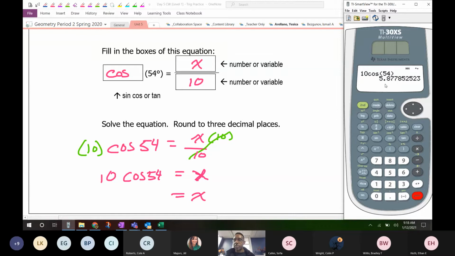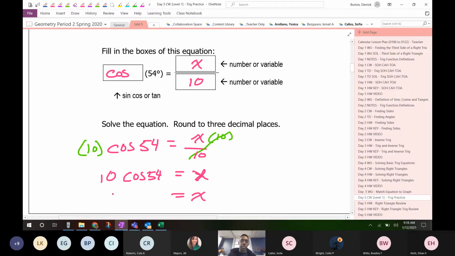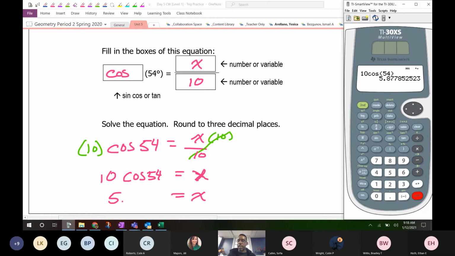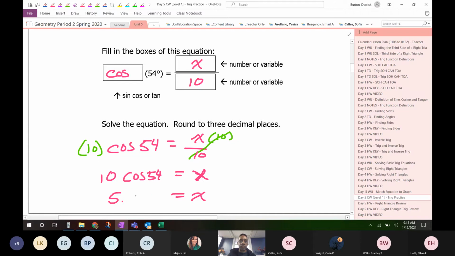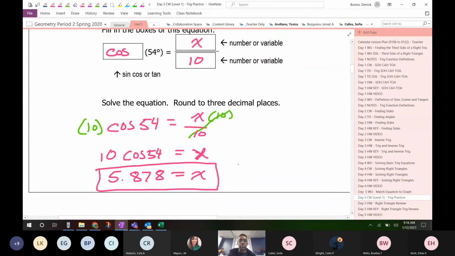Use 3 decimal places, please. 5.878. I apologize for yawning, you guys. Still early for me. 5.878. Got to round up. All right, that's how you do it.